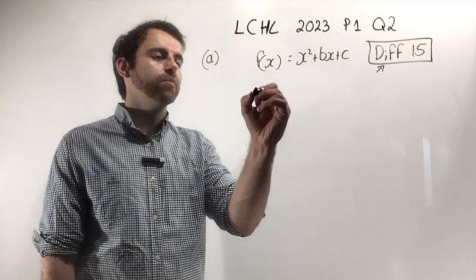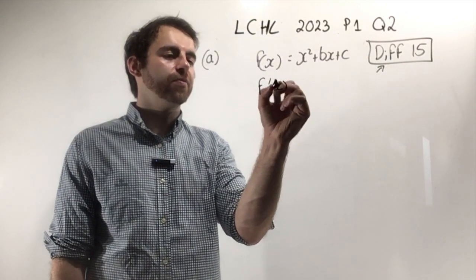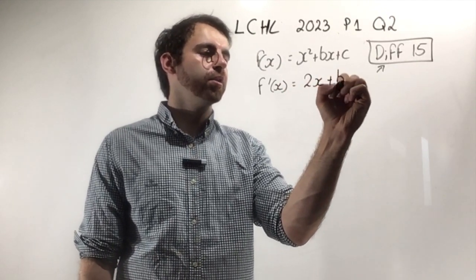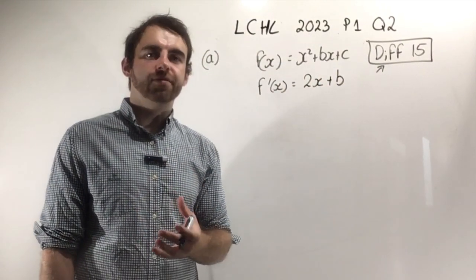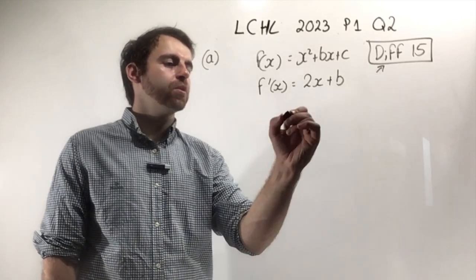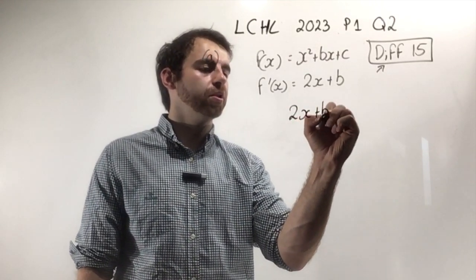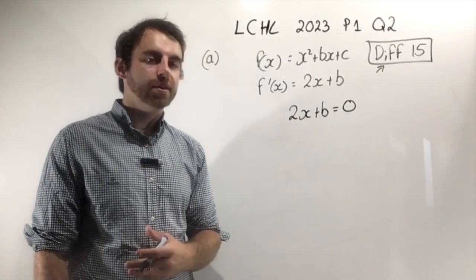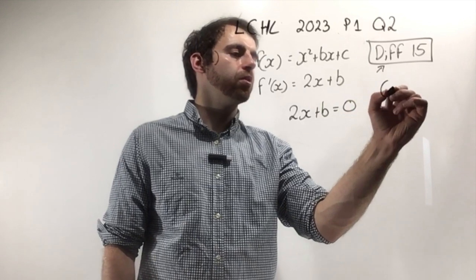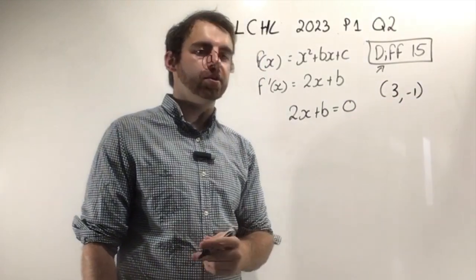In order to find a turning point, the first thing you do is you get the first derivative. The derivative of this quadratic is 2x plus b. In order to find a turning point, you let the first derivative equal 0. So I know if I let 2x plus b equal 0, then the x value has to be equal to 3.